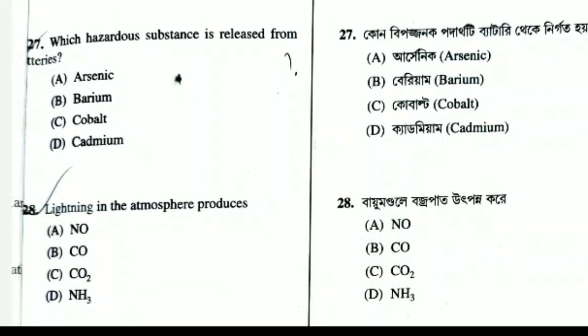Question 27. Which hazardous substance is released from the batteries? I think it is a very simple question, a chocolate question. I will say option number D, cadmium. It is present in the batteries, so this is the hazardous substance. Question 27, option D will be correct.